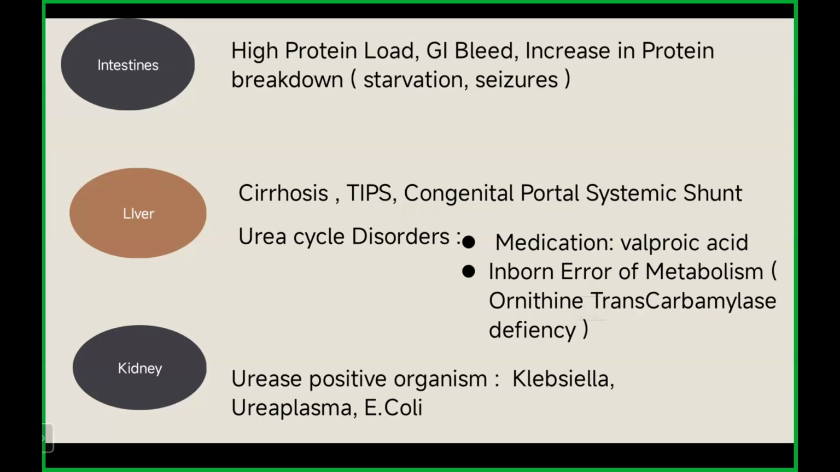Sometimes people are actually born with those systemic shunts. And the liver can be okay, but you can still have a disorder in the urea cycle itself. Some medications can affect it, like valproic acid, or you can even have an inborn error of metabolism. The most common one is ornithine transcarbamylase deficiency. OTC deficiency is pretty common, and it can often present in adult life. You can be a young kid who isn't diagnosed soon enough, and the disease appears when you are an adult, so we need to take some time to think about it. And in the kidney, we can have urease-positive organisms like Klebsiella, Ureaplasma, or E. coli, which can transform the urea back to ammonia.